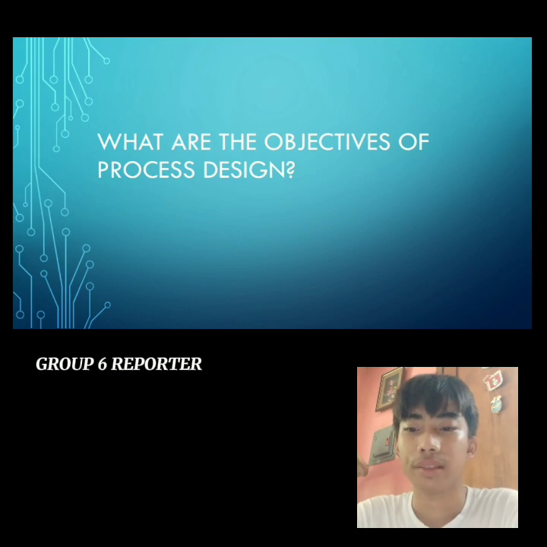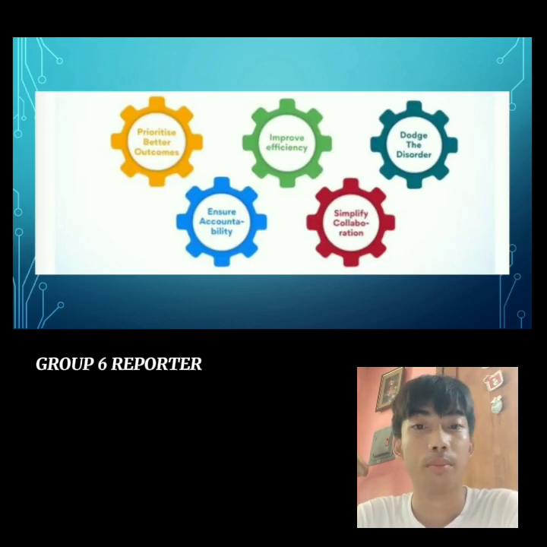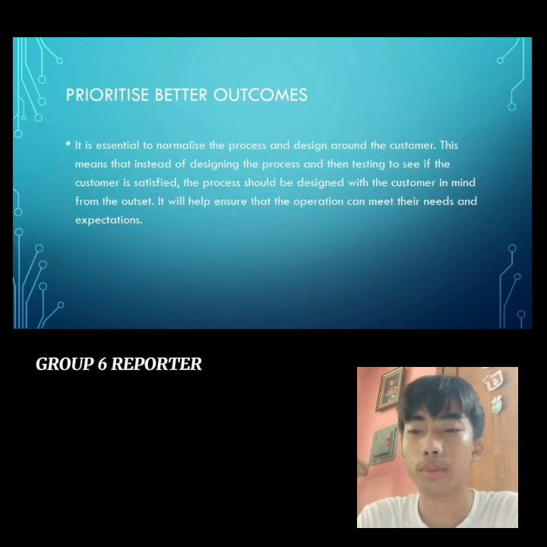So, what are the objectives of process design? One, prioritize better outcomes. Two, improve efficiency. Three, dodge the disorder. Four, ensure accountability. And five, simplify collaboration. So, prioritize better outcomes. It is essential to normalize the process and design around the customer. This means that instead of designing the process and then testing it to see if the customer is satisfied, the process should be designed with the customer in mind from the outset. It will help ensure that the operation can meet their needs and expectations.